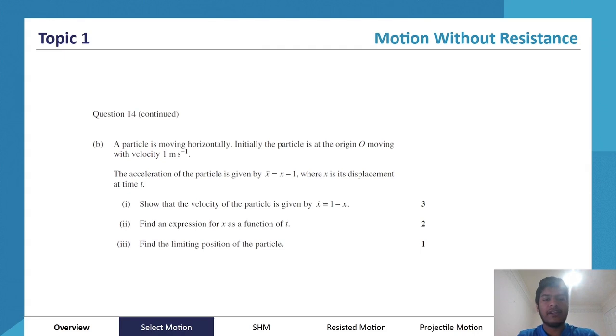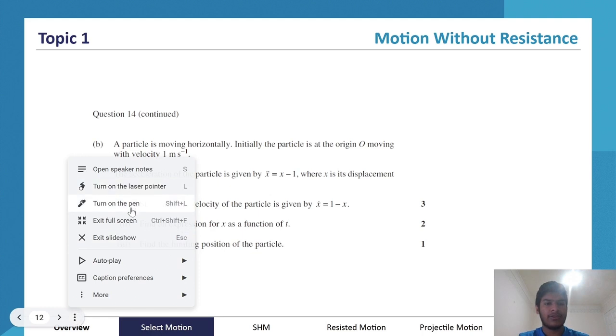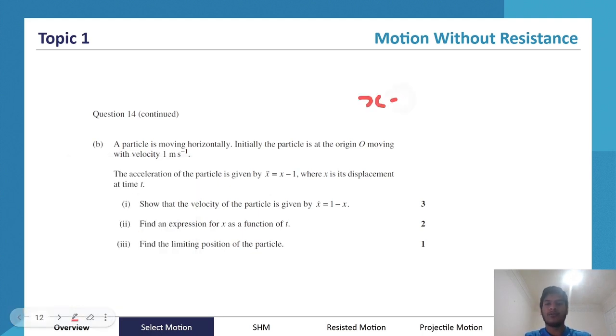Part 3 says find the limiting position of the particle. So because we know that x equals 1 minus e to the minus t, to answer part 3, whenever it says limiting something, whether it be position, velocity, acceleration, and limiting velocity is something that's sometimes called terminal velocity. We'll get to that in the resisted motion section. But whenever it says a limiting position, that usually means that we're sending t to infinity. We're looking at what happens eventually, or as time goes to infinity.